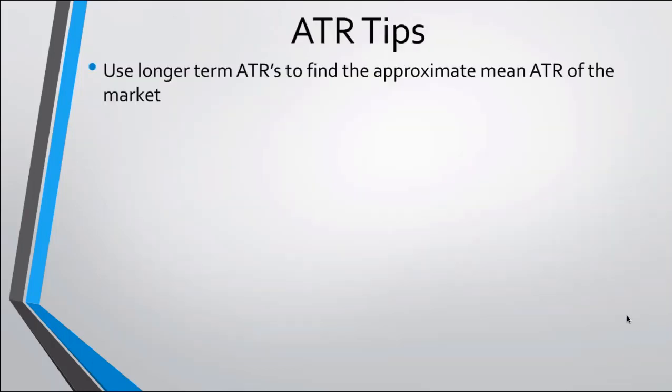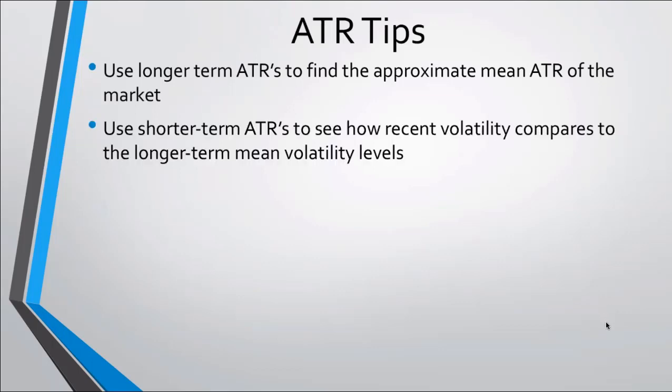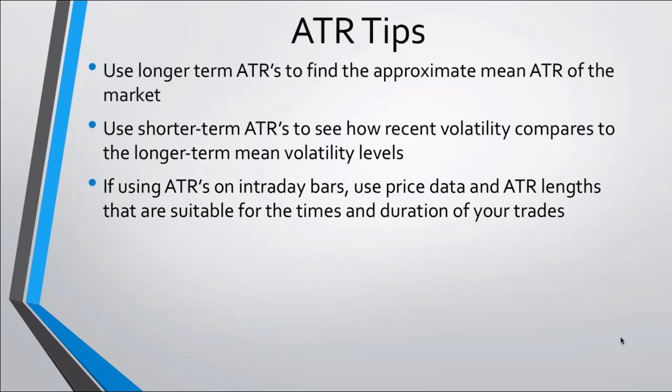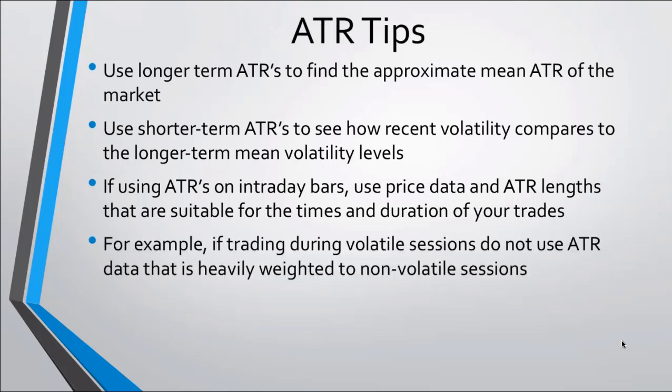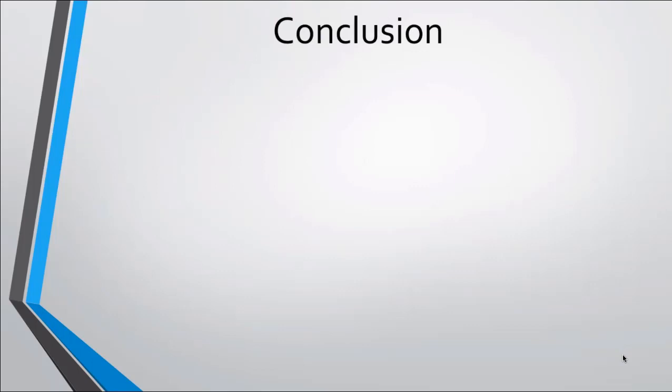Use longer-term average true ranges to find the approximate mean ATR of the market. Use shorter-term ATRs to see how recent volatility compares to longer-term mean volatility levels. If using ATRs on intraday bars, use price data and ATR lengths that are suitable for the times and durations of your trades. For example, if trading during volatile sessions, do not use ATR data that is heavily weighted to non-volatile sessions.